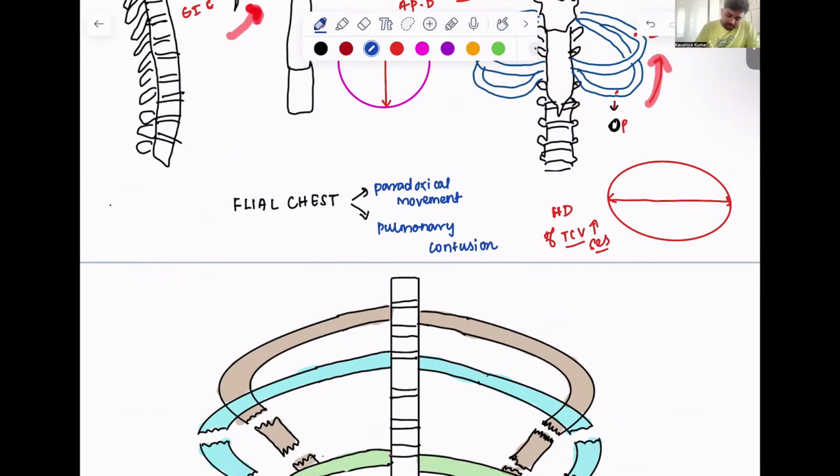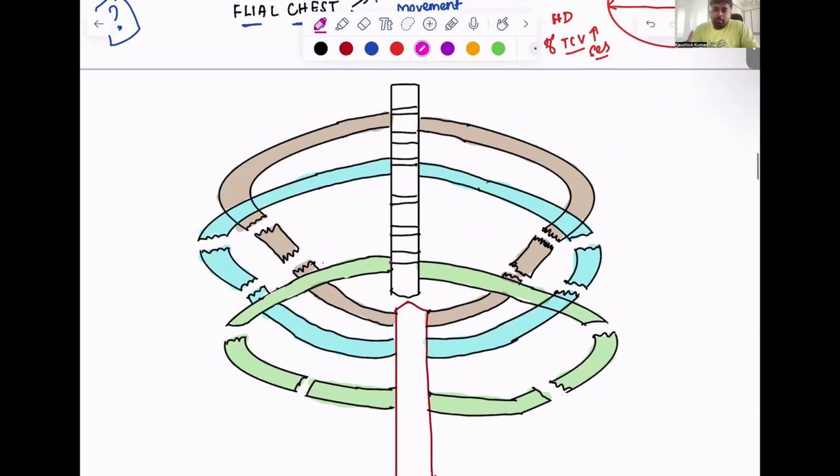So what happens when a patient suffers from flail chest? We need to understand two important things. The first one is paradoxical movement, and the second is pulmonary contusion. I'll explain paradoxical movement first. So this is the vertebra, this is the sternum, this is anterior, this is posterior. The ribs are attached from the sternum to the vertebra. This is just a schematic diagram.